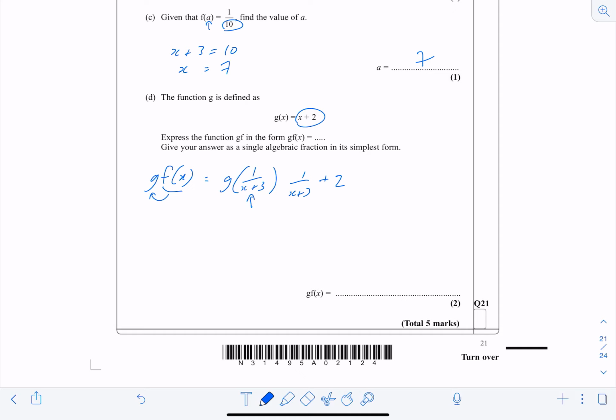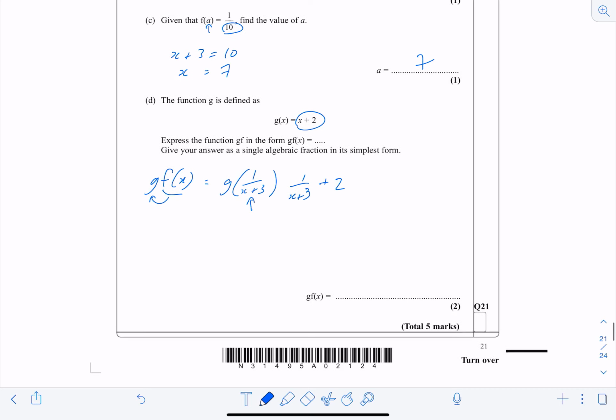And it says, give your answer as a single algebraic fraction. So this at the moment is not a single algebraic fraction. So we need to rearrange it just a little bit as well. Rearrange it to 1 plus 2 times x plus 3 over x plus 3, which is 1 plus 2x plus 6 over x plus 3, which is 1 plus 7 plus 2x over x plus 3. That's my answer.